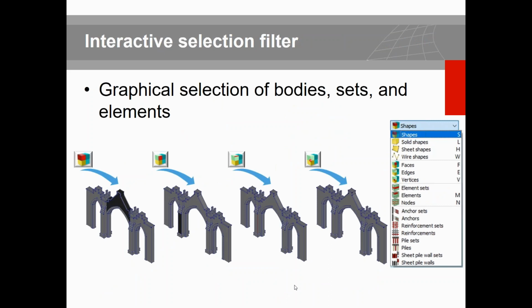Our smart filter for selection enables you to identify and select the corresponding geometry components, element sets, mesh sets, nodes, or series of specific types of elements and sets like anchors, reinforcement, piles, and sheet pile walls that are available in the model. Based on the corresponding filter, you can nicely and easily select those items all over the model.